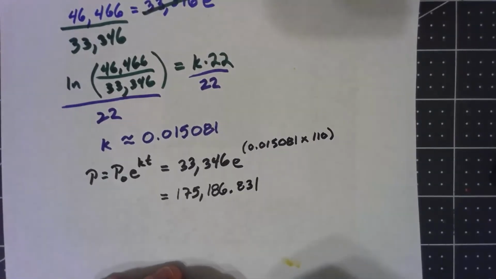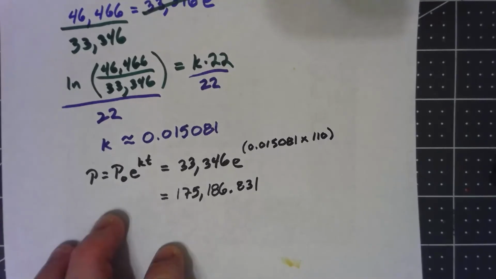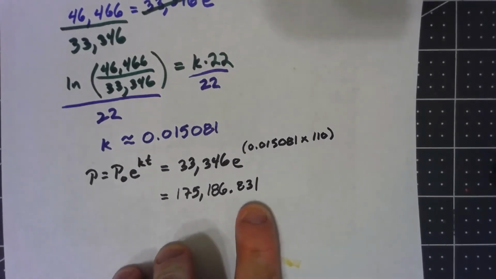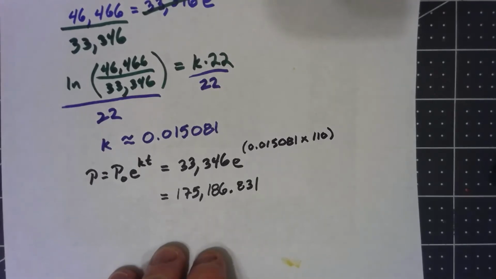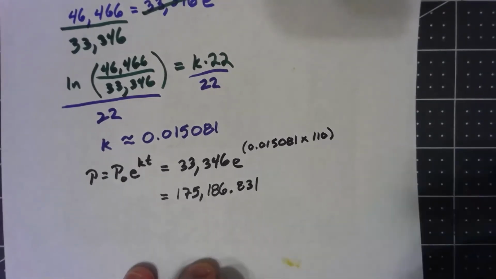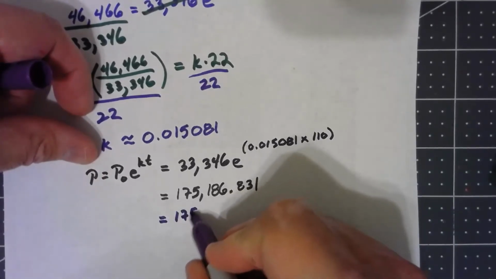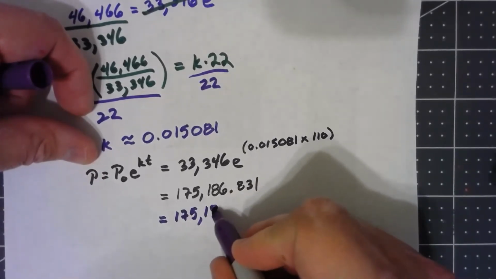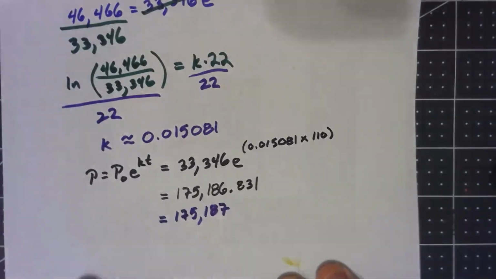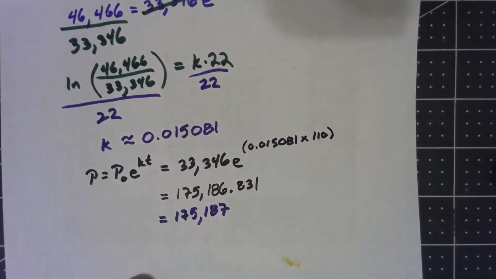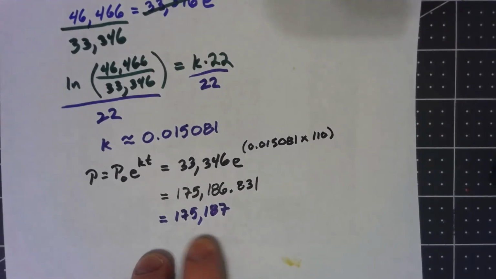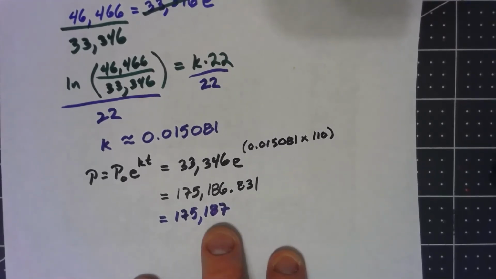Now let's think about that number for a second. This is supposed to be a number of people. We can't really have 0.831 people. So we'd go ahead and just round that off and say 175,187. Now, honestly, this kind of estimation is never going to be accurate down to the nearest person.